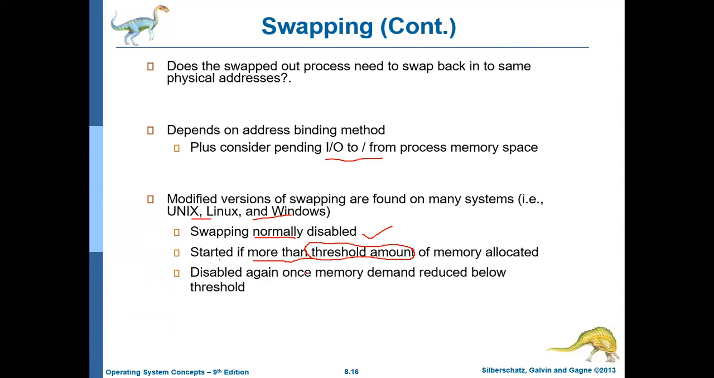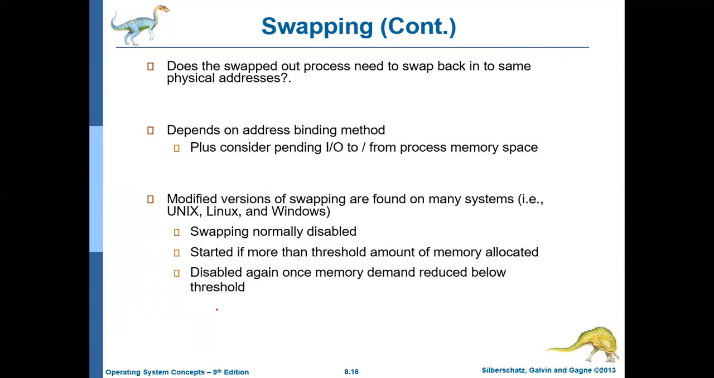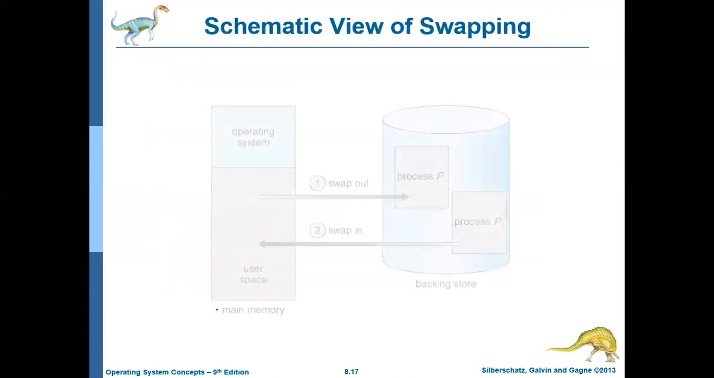And again, if the memory demand is reduced, swapping will be disabled again. This is how the modified versions of operating systems like Unix, Linux, and Windows behave. They generally don't swap. Only when the memory occupied by the processes exceeds a certain threshold, swapping will be done. And if the memory demand reduces, swapping will be disabled.